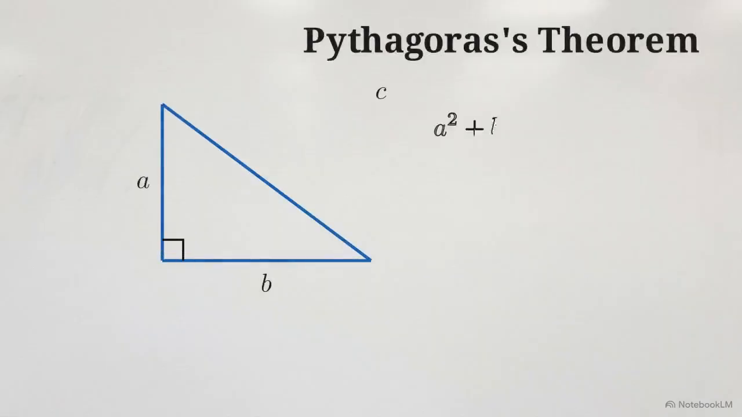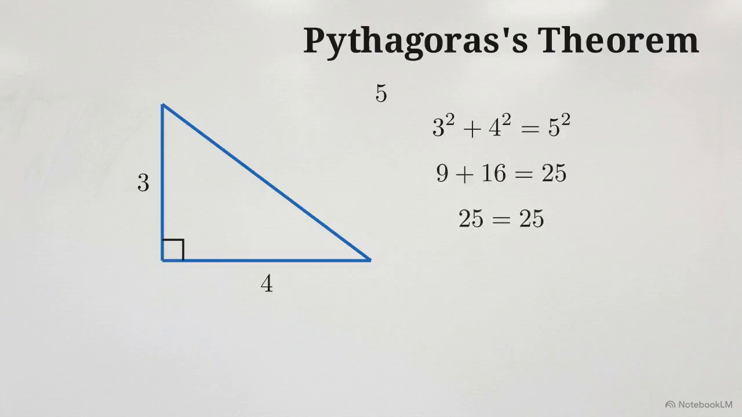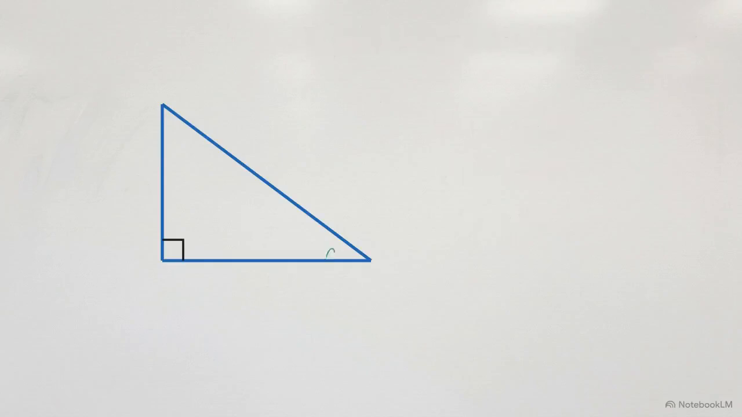One of the most famous rules for those side lengths is Pythagoras' theorem, a squared plus b squared equals c squared. For a right triangle with sides of 3, 4, and 5, squaring the sides gives us 9 plus 16, which perfectly equals the hypotenuse squared, 25.